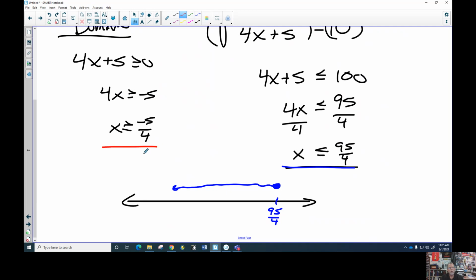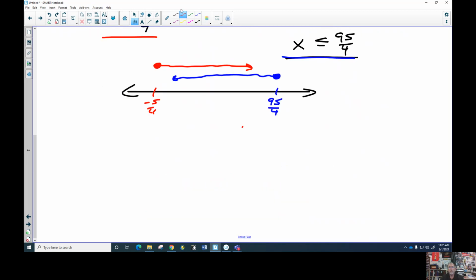And this one, greater than negative 5/4. Negative 5/4 starts down here, and it would be everything going that way. So really what it comes down to is everything between these two values, inclusive of those two endpoints, right? So we would say the solution is x greater than or equal to negative 5/4 and less than or equal to 95/4, inclusive of those endpoints. And that would do it.